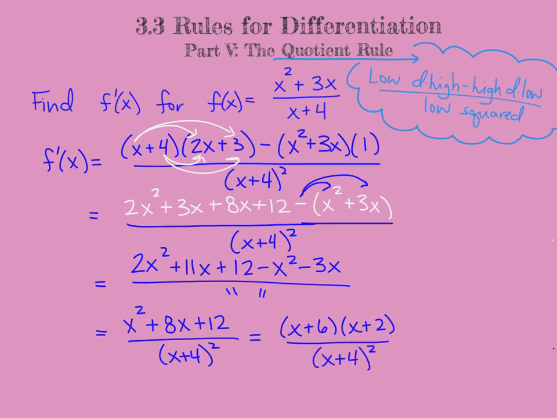squared. Now, can we simplify any of these factors? No. None are exactly the same. If one of these factors up here ended up being x plus 4, we could cancel one of the x plus 4s from the numerator and the denominator. But in this case, we can't.